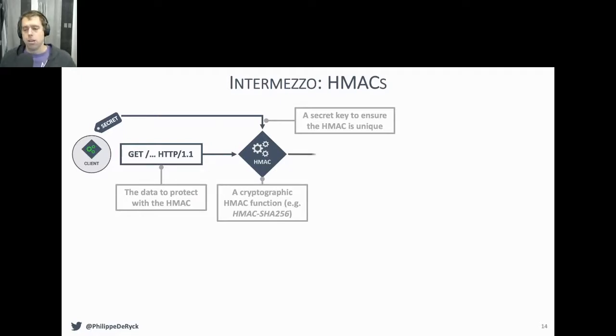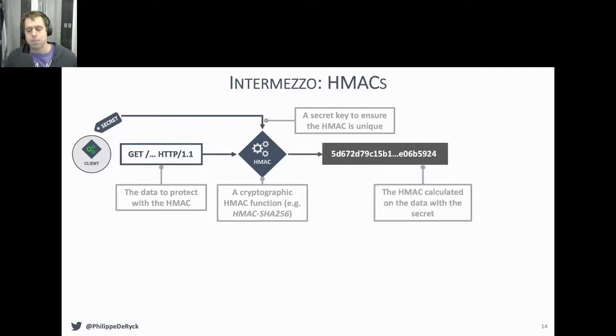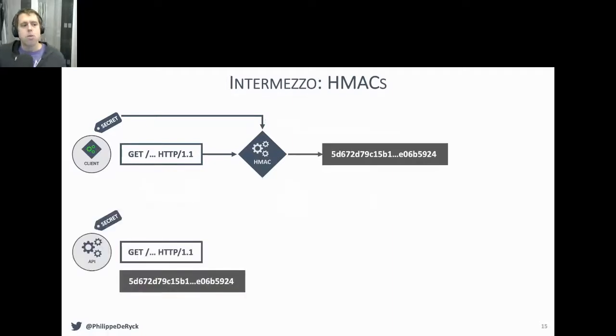The result is, in this case, SHA-256, which involves a secret. So it's not a plain hash, but it's an HMAC hash using the SHA-256 function. And that HMAC is the thing that you send along with a request to the API in this case. So the API receives the request and an HMAC. Before the API does anything with that request, it should verify that HMAC.